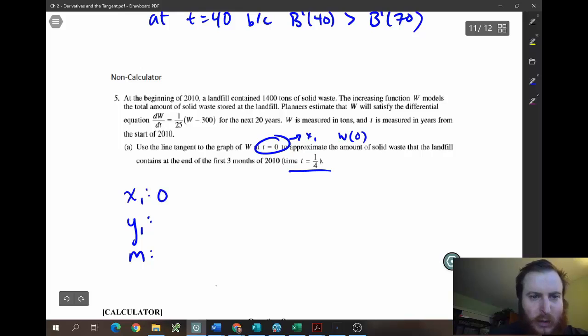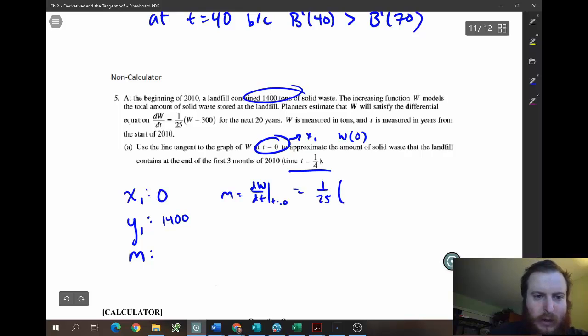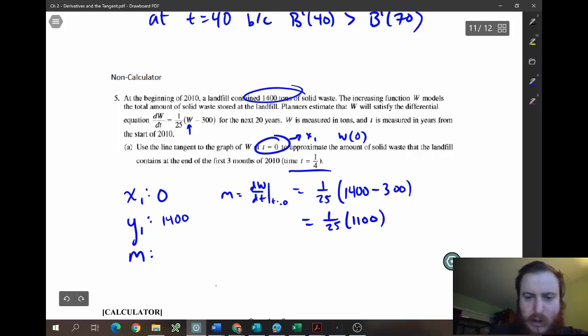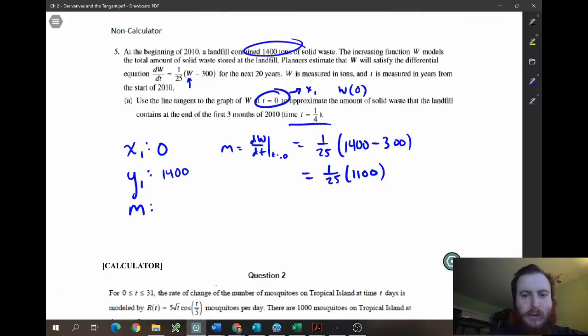So let's read through this. At the beginning of 2010, a landfill contained 1,400 tons of waste. And m is our derivative. So for m, that's going to be the dW dt at time 0. So we're going to plug in. Now, normally you would plug in time, but in this case, it's W minus 300. So W was 1400 minus 300. Right, we're plugging in the W in this case, not the time. This is 1/25. This was a little bit of a tricky question. All right, and 1100 divided by 25.